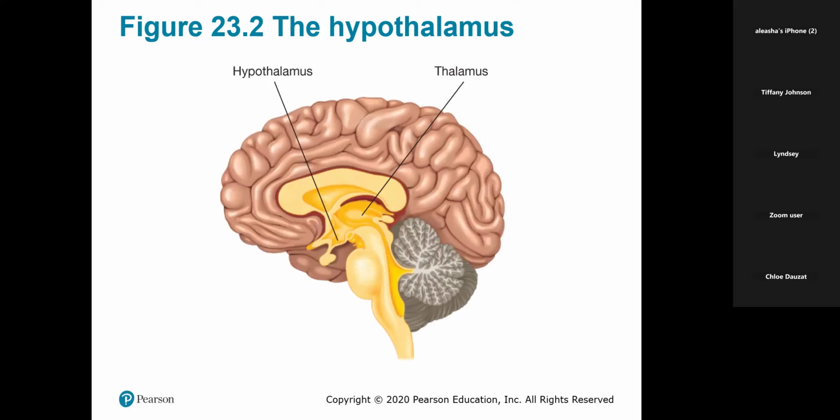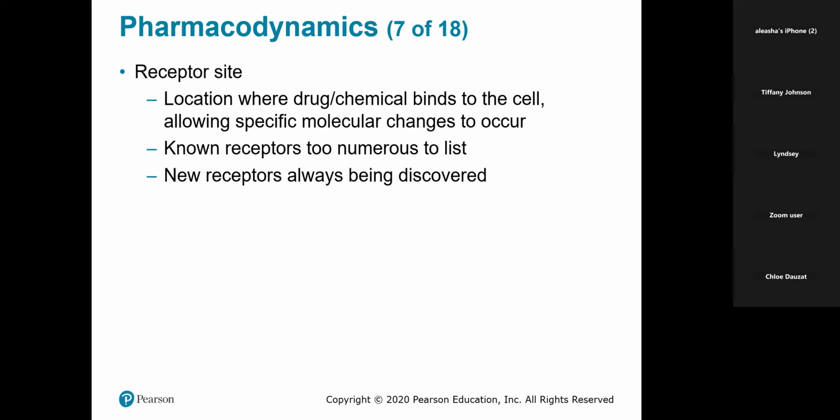Here, figure 23.2 shows you the hypothalamus, where it is located within the brain. And the thalamus is pointed out there for you also. So why is it showing us the hypothalamus and the thalamus? Well, because these are key areas when we talk about receptor sites. When we're talking about a receptor site, we're talking about the location where that drug or chemical is going to bind to that cell, and that allows a specific molecular change to occur.